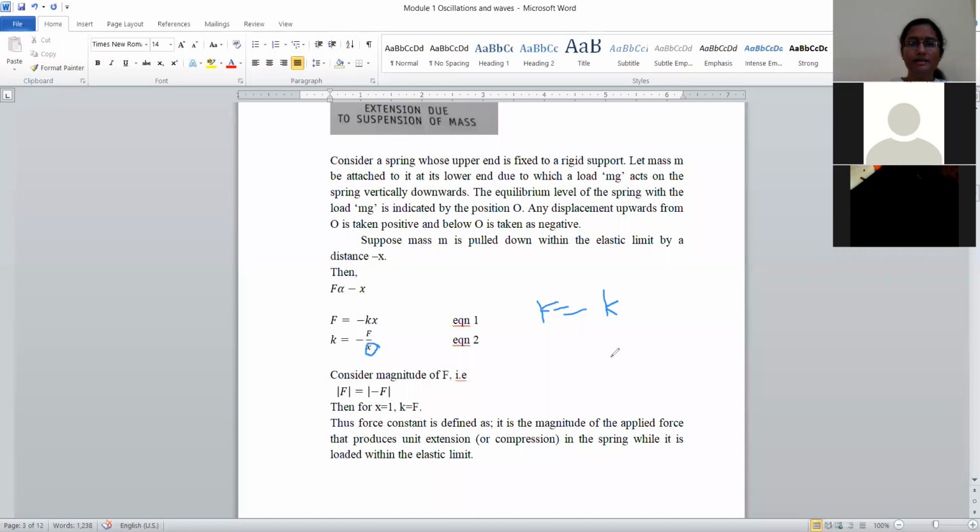So what is then the force constant? We say this small k is called the force constant. Force constant is defined as the magnitude of the applied force which produces unit extension. So whatever force we apply on the spring that produces unit extension, that is x equals 1, such force is called the force constant.